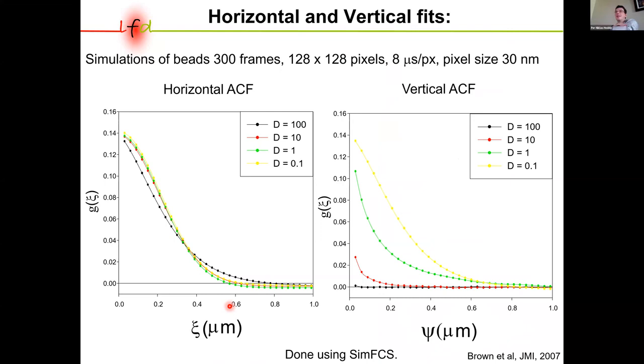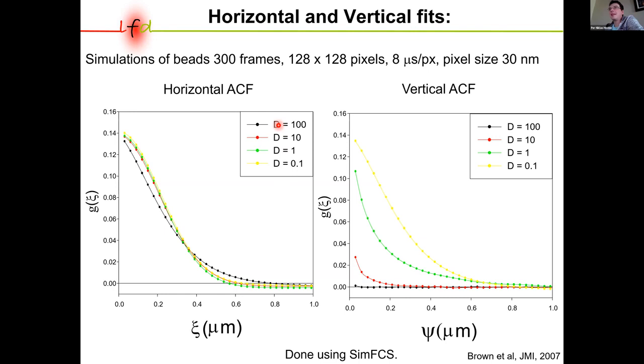Okay, here's the similar thing illustrated for the pixel delay and line delay separately in two separate graphs. So again, this is a simulation of fluorescent particles, similarly moving in an image of 128 by 128 pixels. We simulate a scan with a time of 8 microseconds per pixel, and the pixel size was set to 30 nanometer. And then the different colors represent the analysis of simulating different diffusion coefficients.